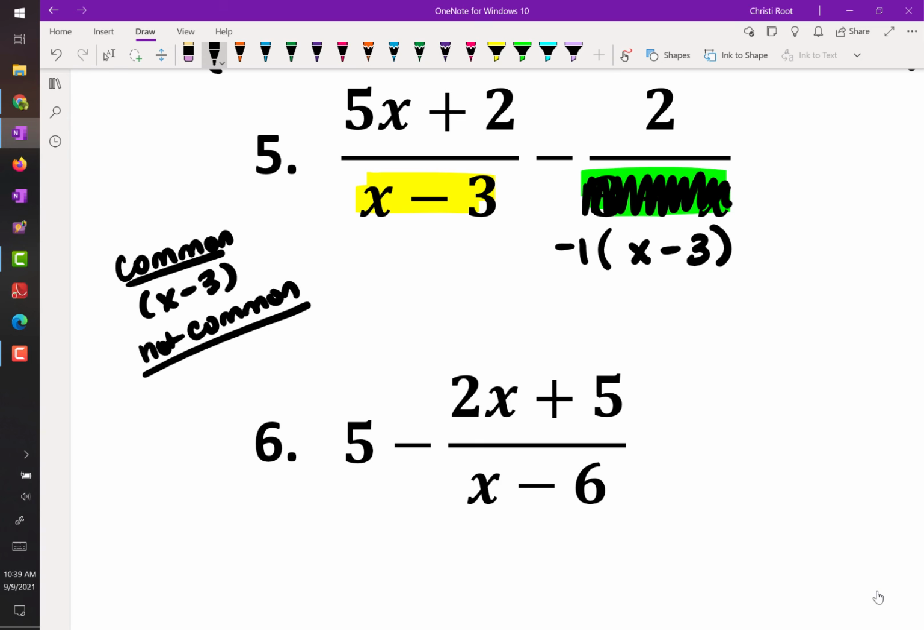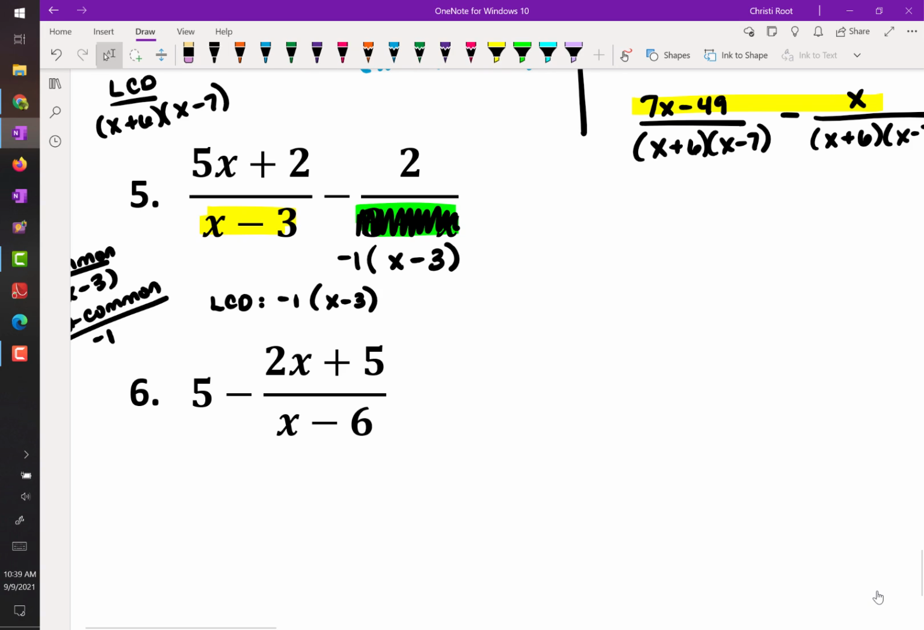The negative 1. I don't have the negative 1 in common. So if I took those and I combined them, my LCD is going to be negative 1 times x minus 3. So I'm going to write that down. So my LCD is negative 1 times x minus 3. Leave it factored.